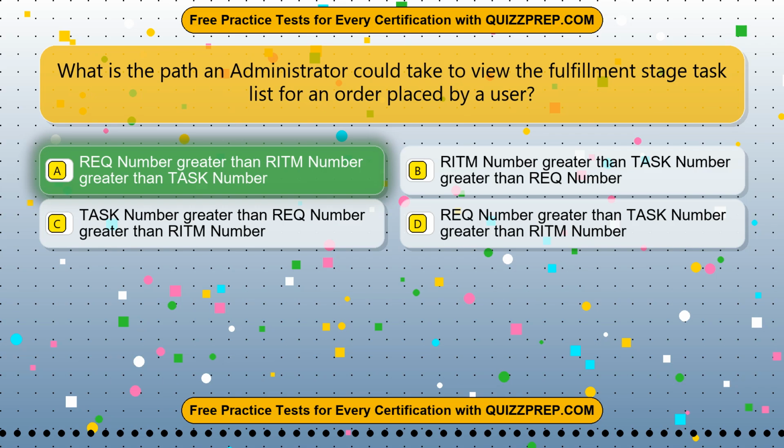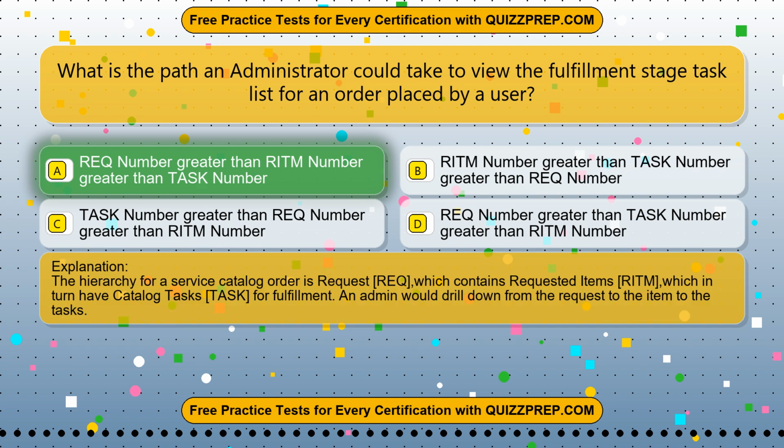The correct answer is option A, REQ number greater than RITM number greater than task number. The hierarchy for a service catalog order is request, REQ, which contains requested items, RITM, which in turn have catalog tasks, task, for fulfillment. An admin would drill down from the request to the item to the tasks.